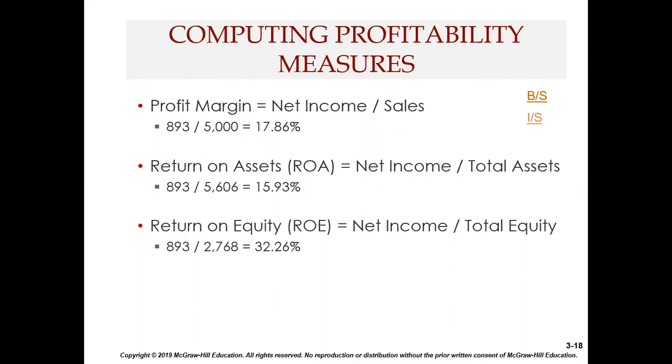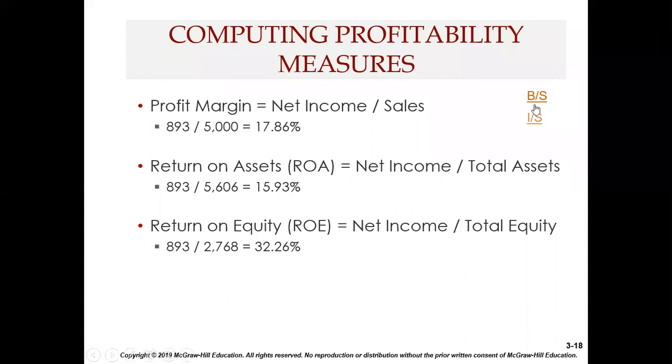Now, return on assets measures the return to all investors. The next ratio just focuses on those who are owners of the company. So how much money is the company making, net income, just from the investments from the owners, total equity?